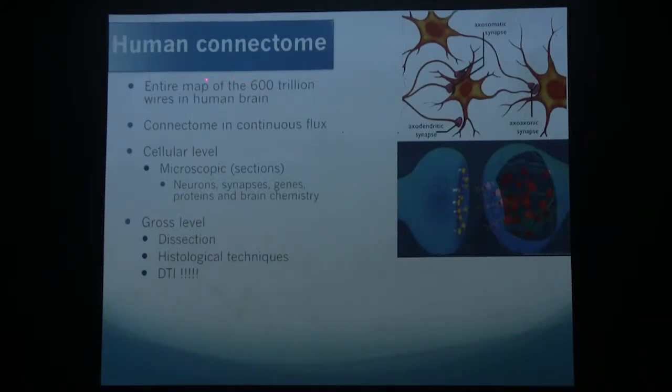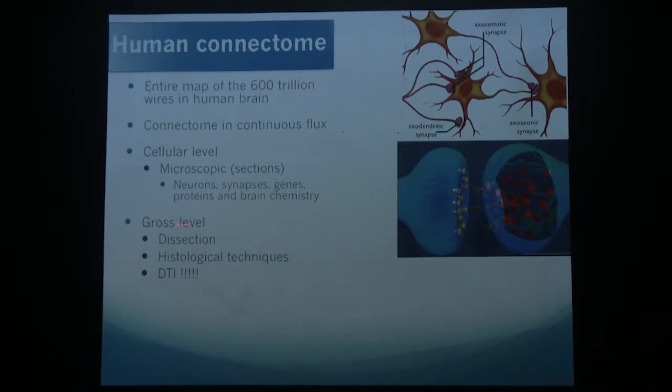The human connectome is something that interests all of us. It is basically an entire map of an estimated 600 trillion wires in the human brain. It's also important to realize that the connectome is in continuous flux. Our brains are not static. They keep changing. The structure of our brains changes every day with what we learn.